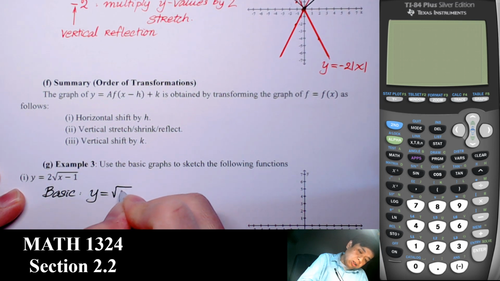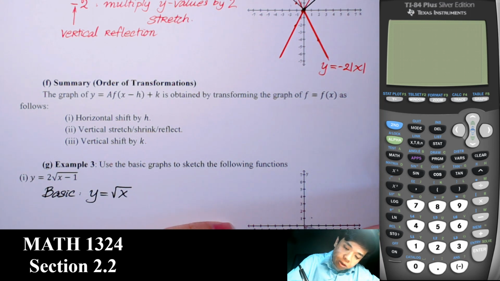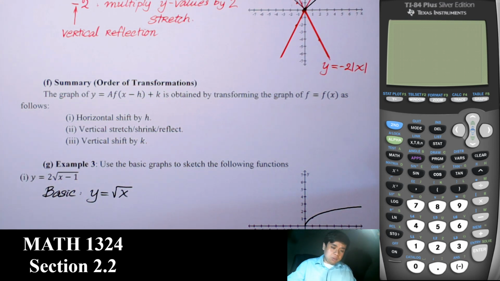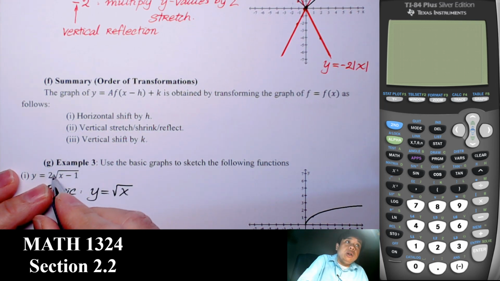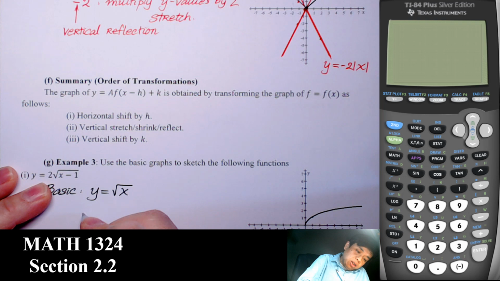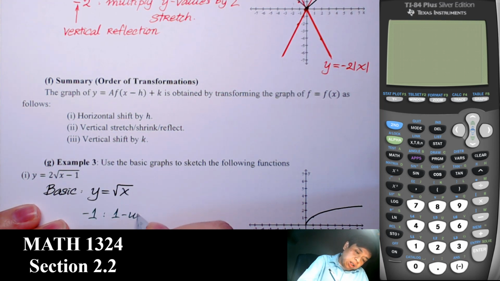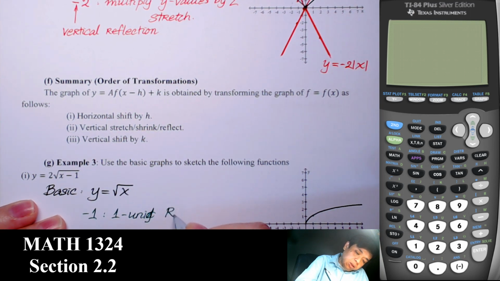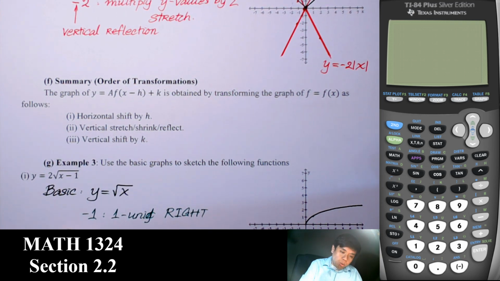is square root, which looks like that. Now we have few components. First, there's the -1, and then 2. Of course, inside and then outside. So -1 is the next operation. So that is 1 unit to the right. One unit to the right.